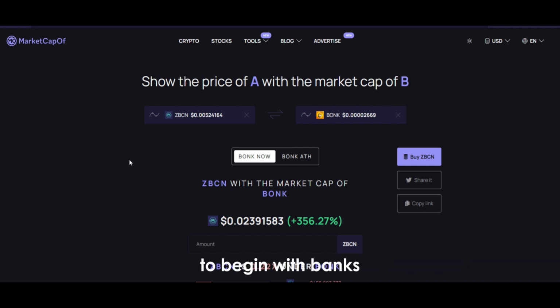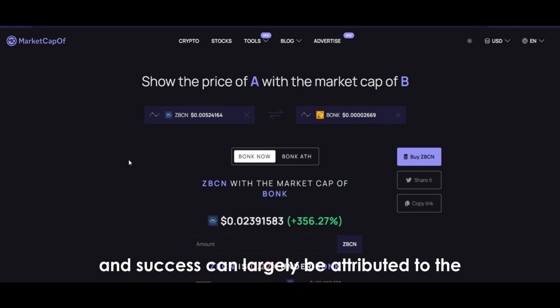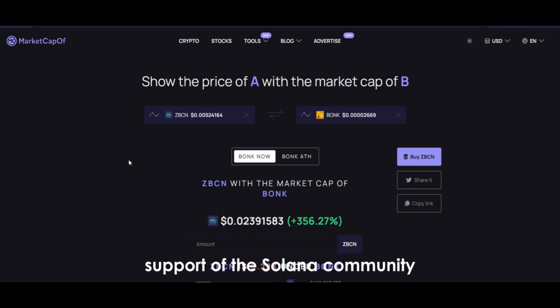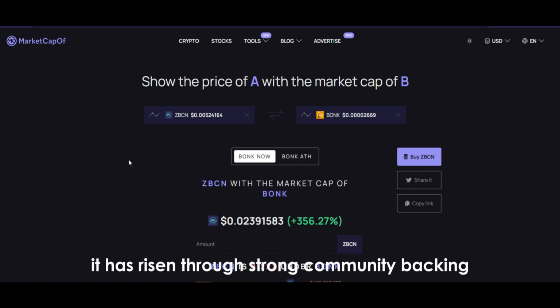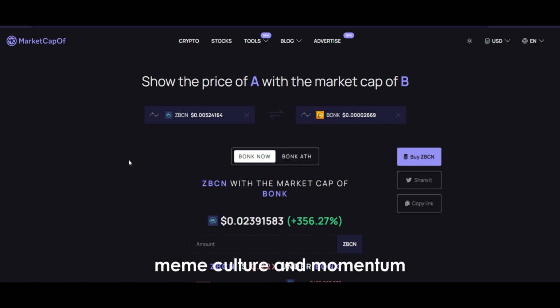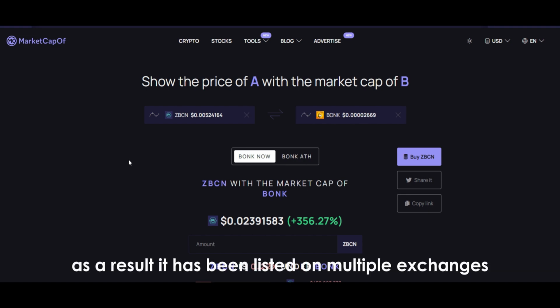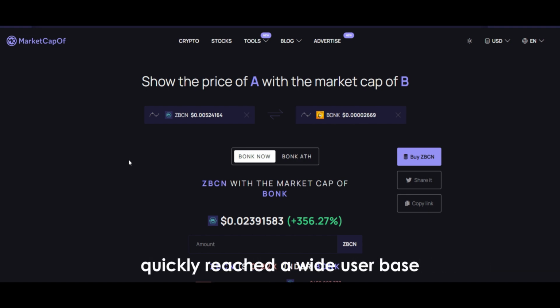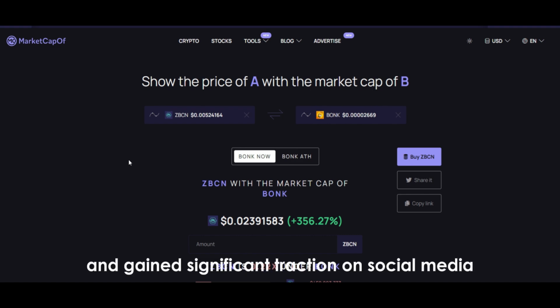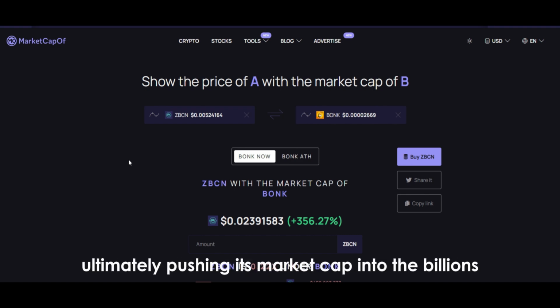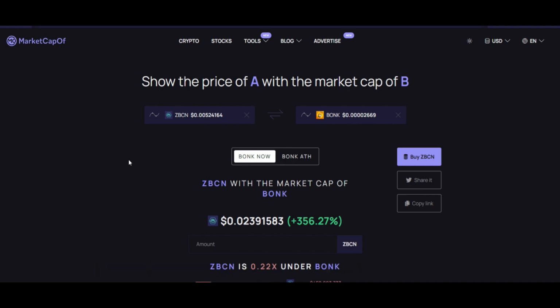To begin with, BONK's current success can largely be attributed to the support of the Solana community. While BONK doesn't have a complex technical infrastructure, it has risen through strong community backing, meme culture, and momentum. As a result, it has been listed on multiple exchanges quickly, reached a wide user base, and gained significant traction on social media, ultimately pushing its market cap into the billions.